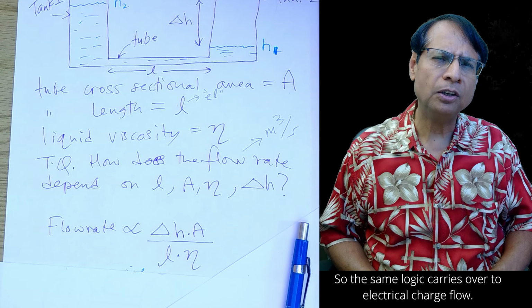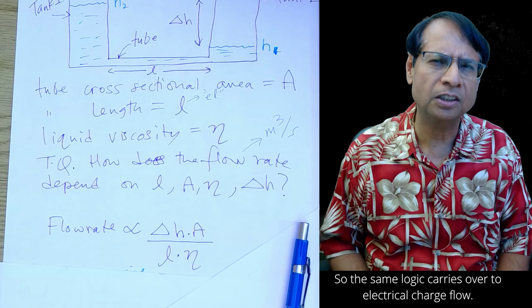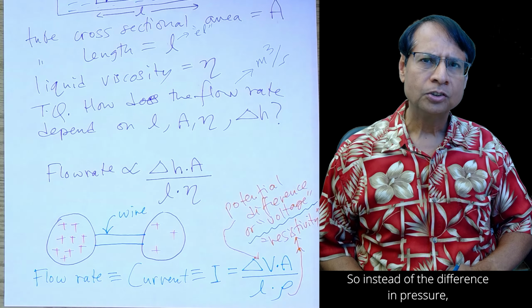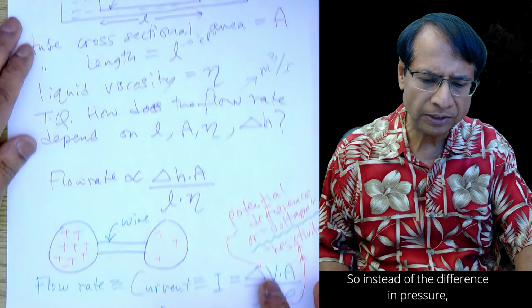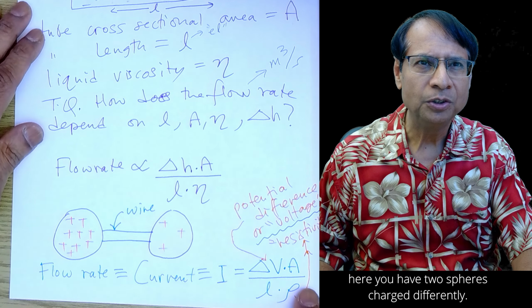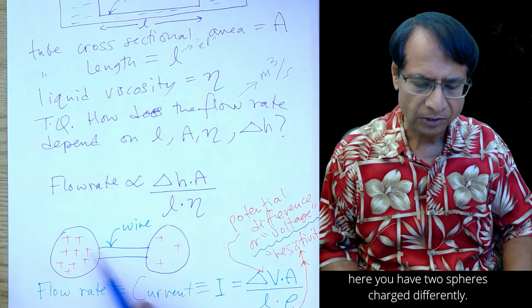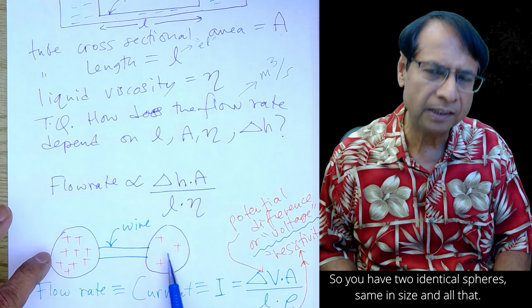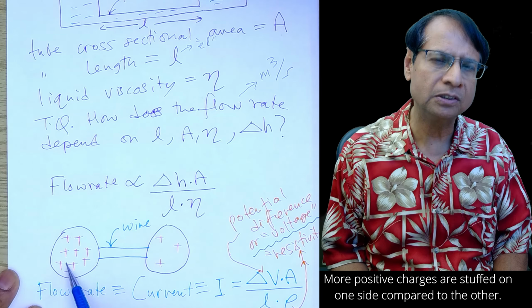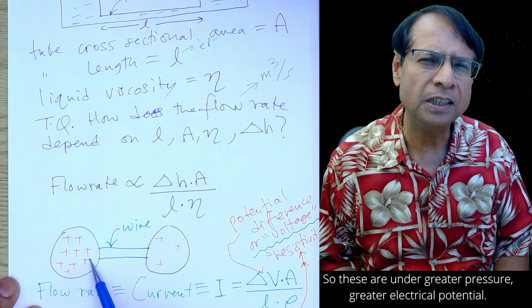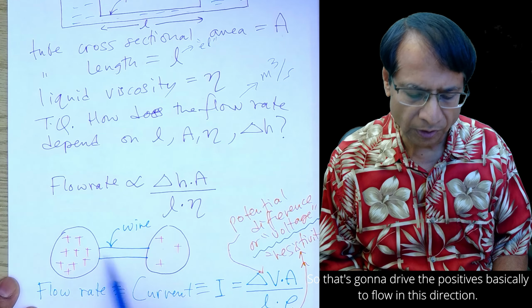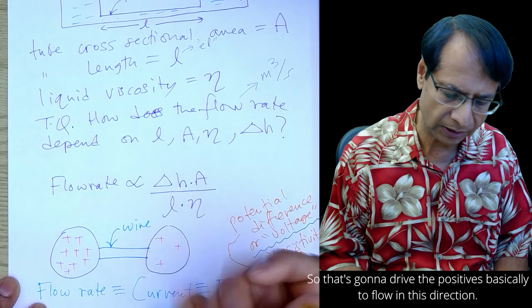So the same logic carries over to electrical charge flow. So let's see how that happens. So instead of the difference in pressure, the difference in height that you had between the two tanks, here you have two spheres charged differently. So you have two identical spheres, same in size and all that. More positive charges are stuffed on one side compared to the other. So these are under greater pressure, greater electrical potential. So that's going to drive the positives to flow in this direction.